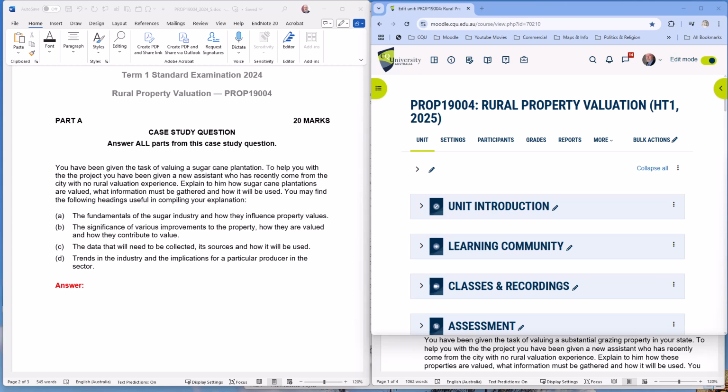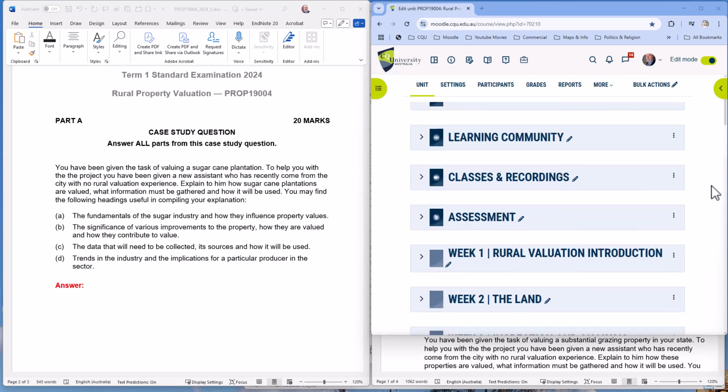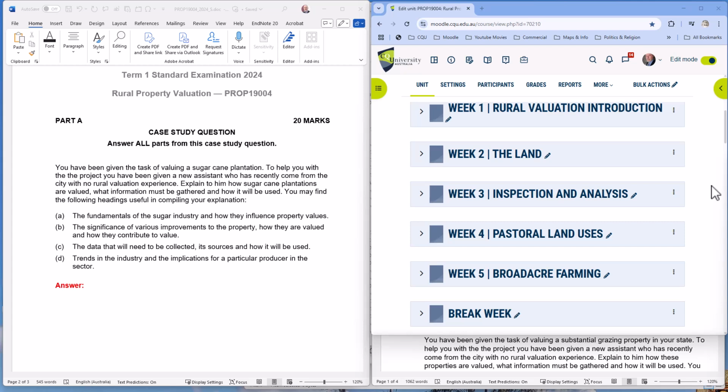I'm now going to do a brief review of the unit and also look at a past paper to look at the general expectations that you'll be facing as you prepare for the final exam.